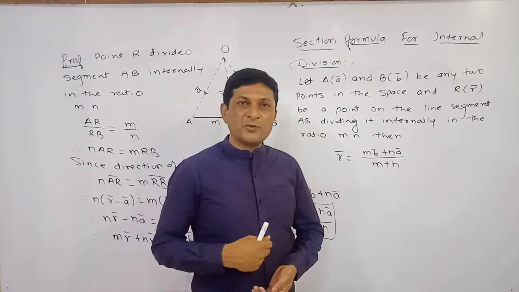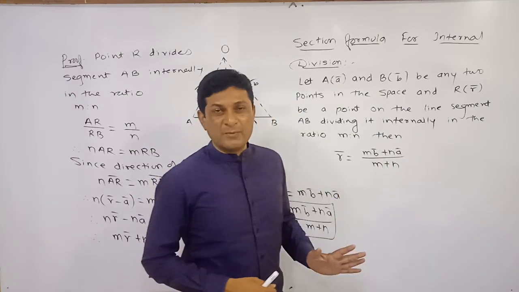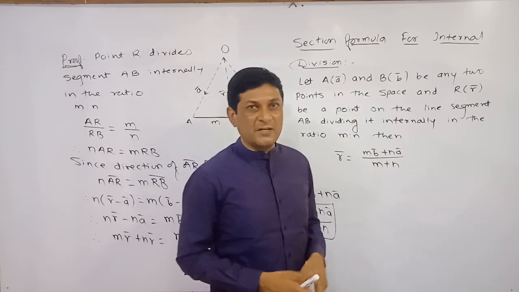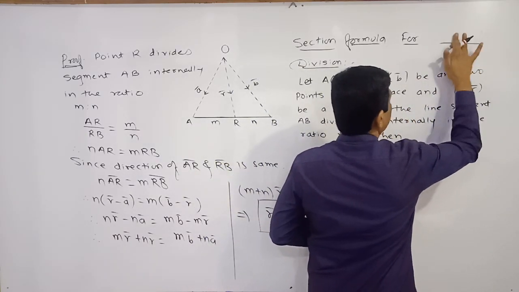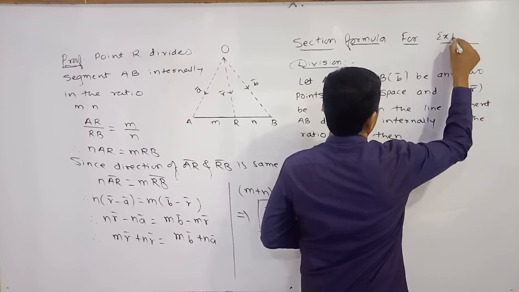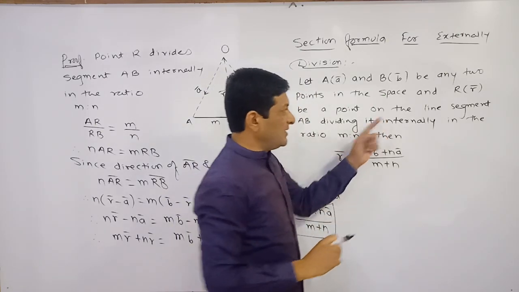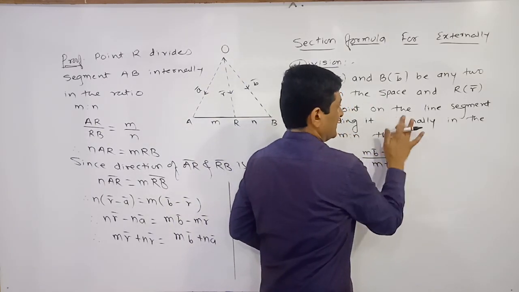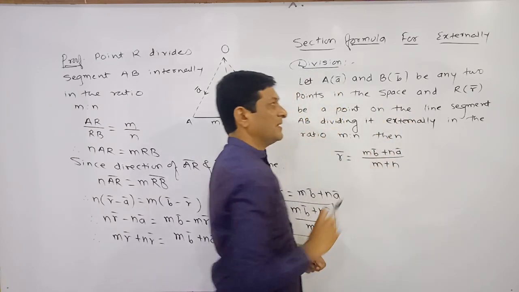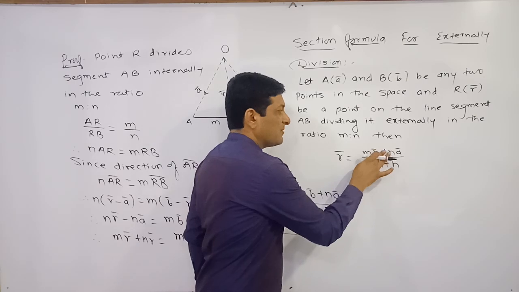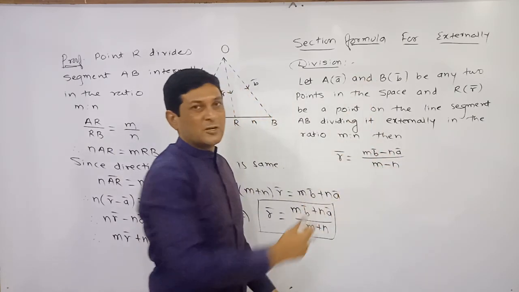So now we are going to prove the section formula for external division. The proof is very similar to the proof of internal division. We are just replacing the word internally by externally, and again here also internally is replaced by externally. Getting it? And in our required result, this plus will get replaced by minus.